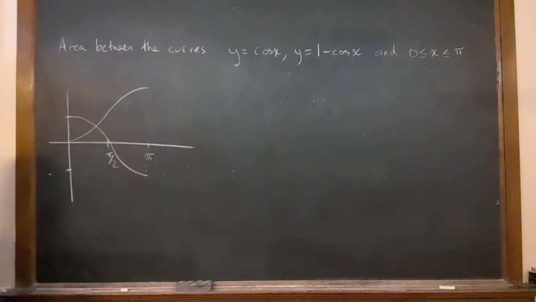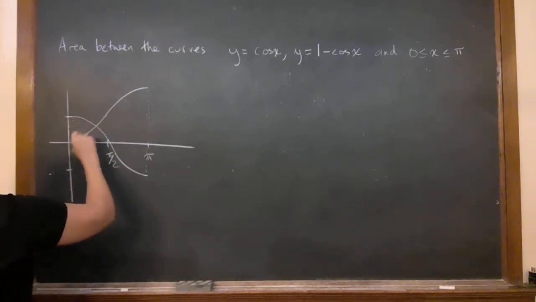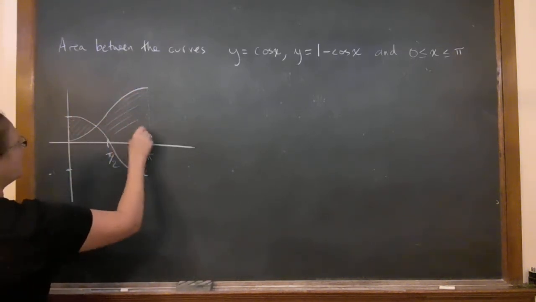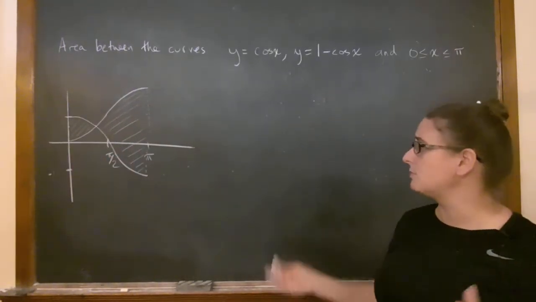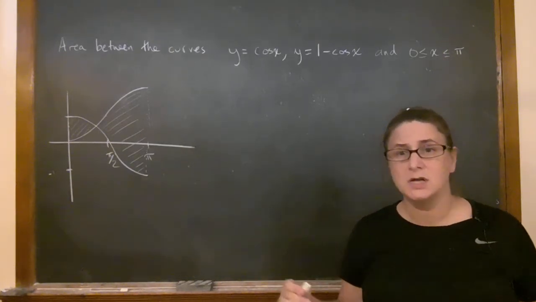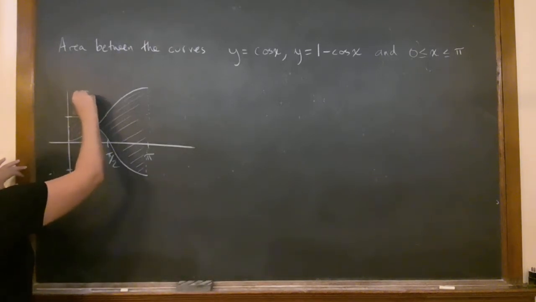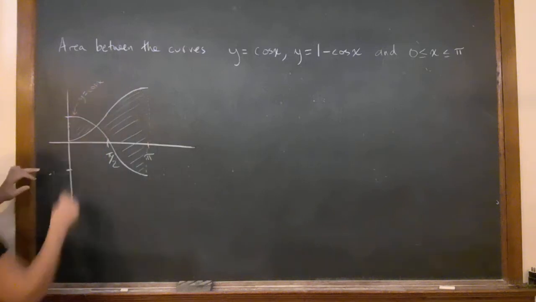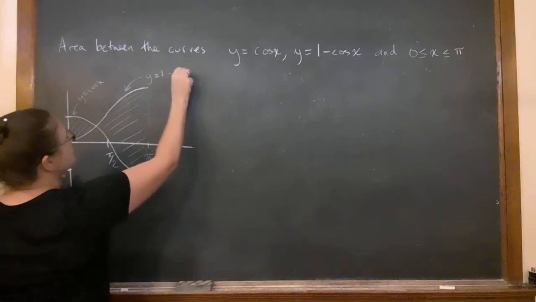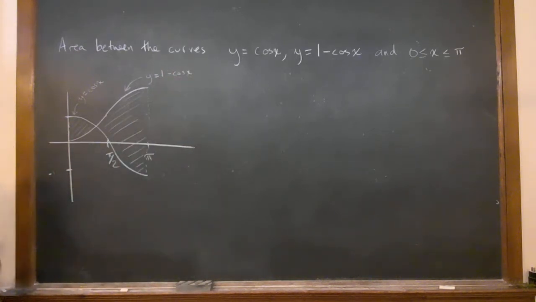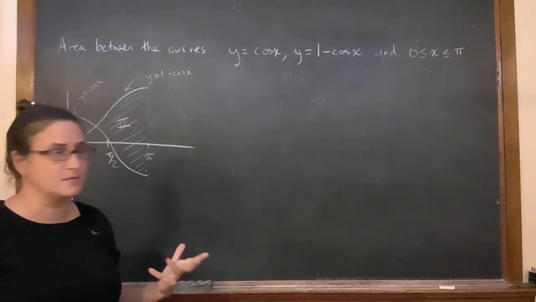But they said that they wanted it from 0 to pi, so that means I need all of this area and all of this area. So in order to do this, I actually have to break up my integral into 2 different regions, because you see in the very first part, this is cosine of x. That's the one that's on the top. But in the second part, y equals 1 minus cosine x is the one that's on the top. So you don't really have to call them 2 separate regions, but just so you know, that's what I'm going to do.